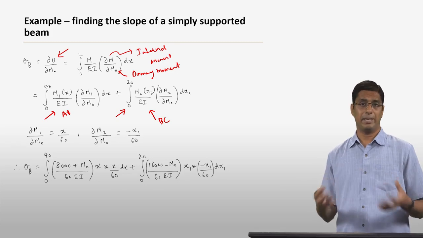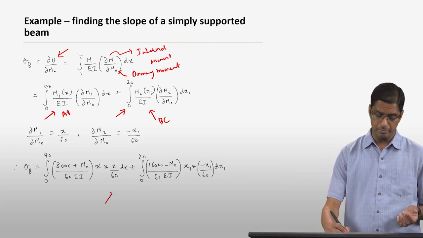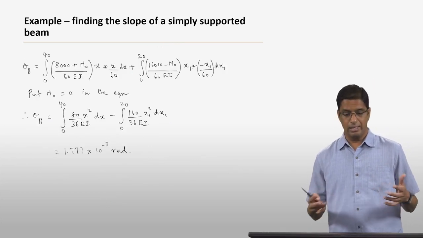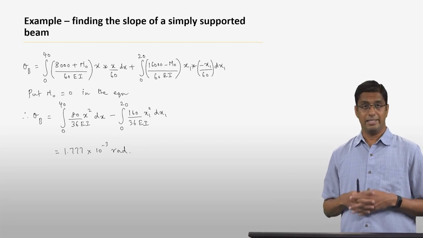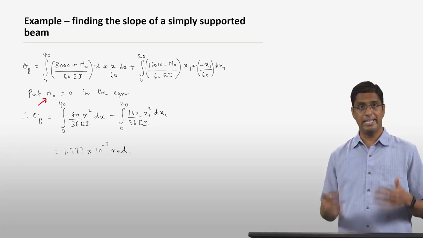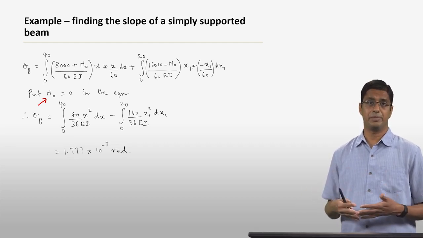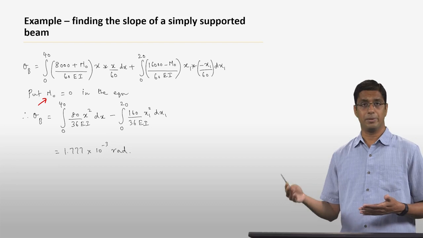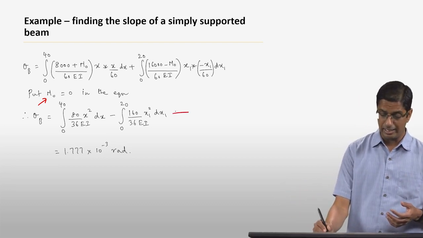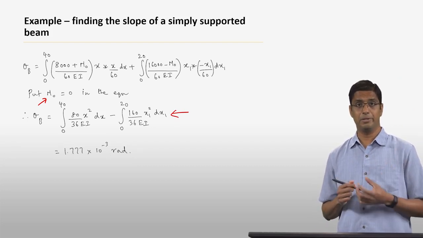Then I plug those values into these two integrals, which is what I have done here, and then you do the integration. At the last step, you can put m naught equal to 0, because you've already taken the derivative of u with respect to m naught. Since m naught is a fictitious moment, you can say that m naught is equal to 0 in this final equation and then do the integration. If you look at the final equation for theta b, it's actually very simple. It's essentially just integrating two terms.